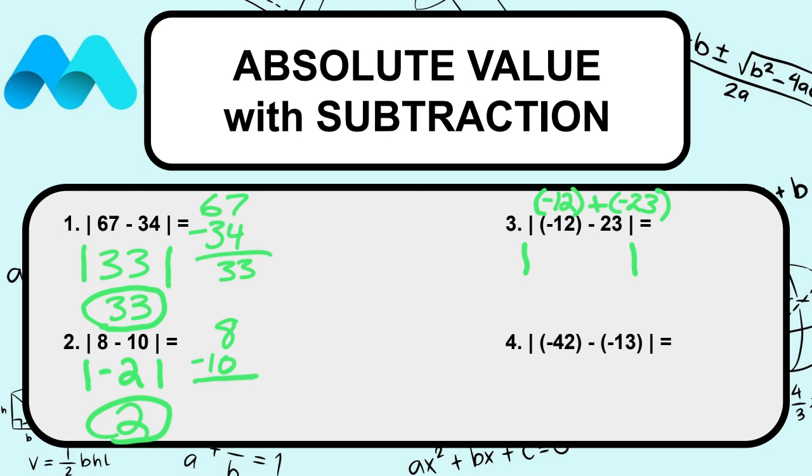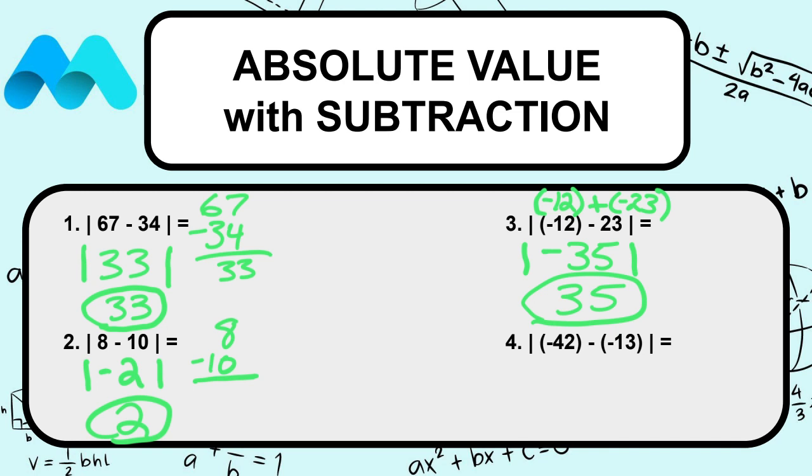Now we're adding, and when we add, if the signs are the same, we bring that sign down first. So I have a negative 12 plus a negative 23. They're both negative, so I'm going to bring that negative sign down right away. And then I'm going to add 12 plus 23, that is 35. But again, both numbers are negative, so it's not just 35, it's a negative 35, and our problem is asking us for the absolute value of negative 35. That is 35.